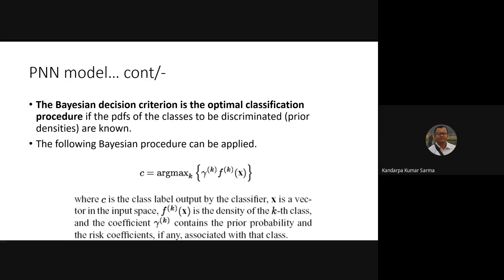Now the Bayesian decision criteria is the optimal classification procedure if the PDFs of the classes to be discriminated and prior densities are known. Now, this is the particular Bayesian procedure that can be considered for doing the classification, where C is the class label that is generated by the classifier, and small x shall be the vector in the sample space, and small f of kx is the density of the kth class, and the coefficient gamma contains the prior probability and the risk coefficient, if there are, which is linked to a particular class.